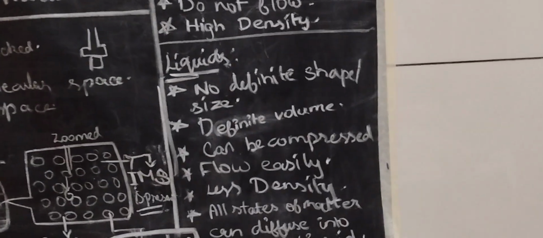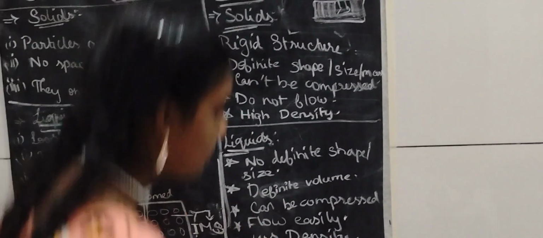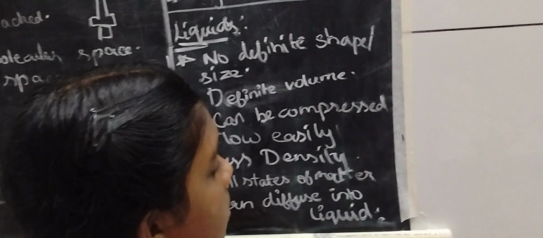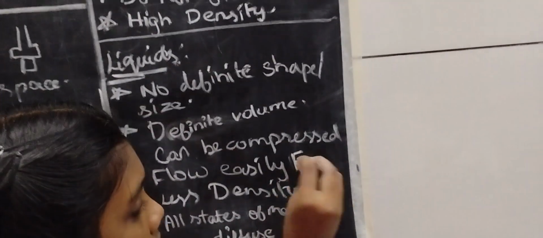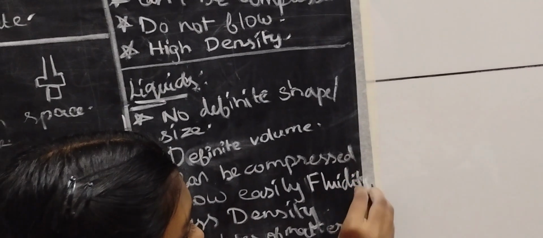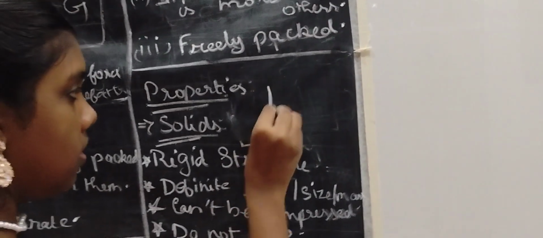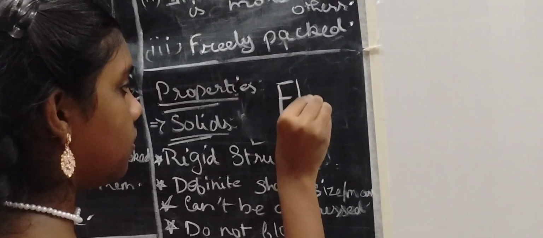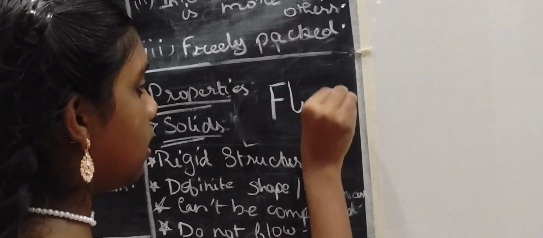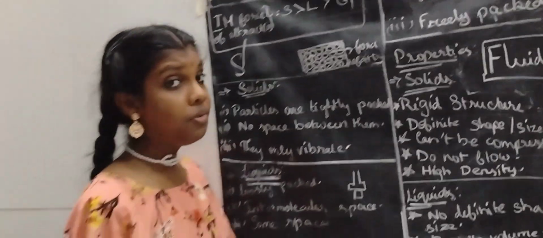It flows easily, which means it has the property of fluidity. Let me write the spelling so that you will be clear. Wait, I will write it on top. There is no space here. Fluidity. Did you see it? In your 8th standard you would have learned about fluidity in your lessons.